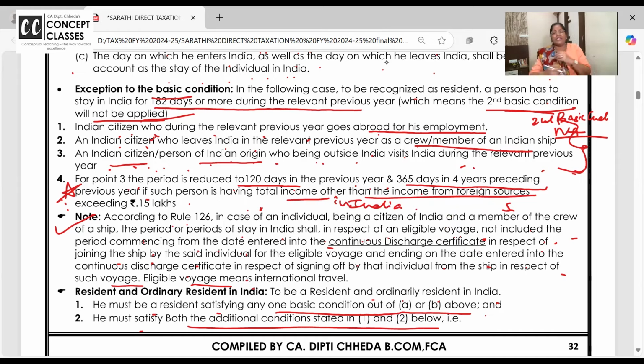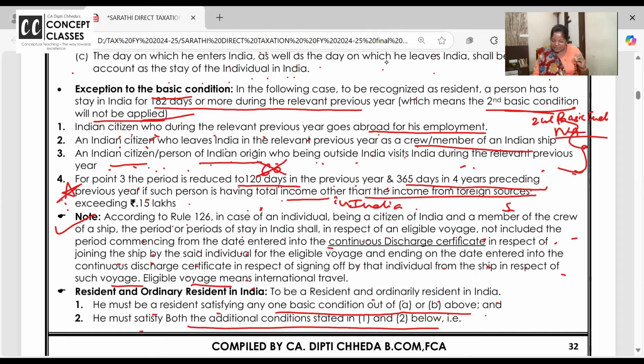Ma'am, then you could have given it in easy language. You have to solve the problems at the back of the study material also. Yes, I have also taken problems from there, important ones, but that has to be done along with this. So you should know the language. 120 days or more in the previous year and 365 days. So the second condition is applicable, but not with 60 days. Write 60 and cross it out.